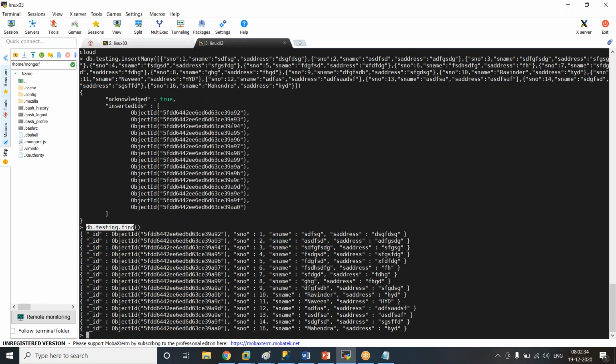It created the collection on the fly. It took the data, whatever the structure. It does not look for the structure. It accepted it as it is, and it loaded the data as it is. Okay, that is called flexible schema.